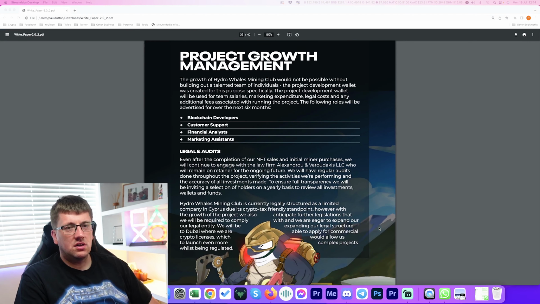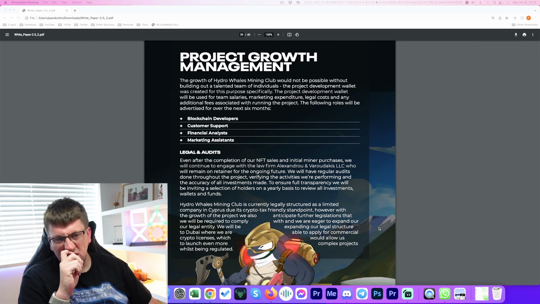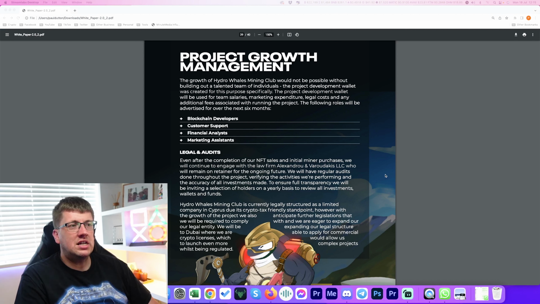Now, one of the last things in this white paper is they're talking about the size of the team. So at the moment, it's five or six people maybe altogether, and you can see what they're looking to do. So they need to now expand.